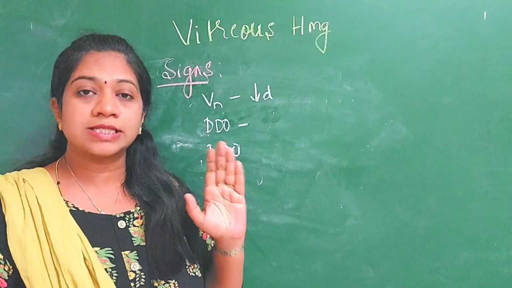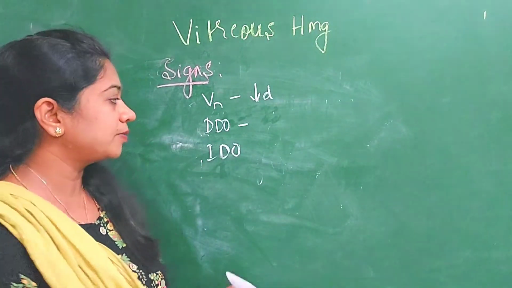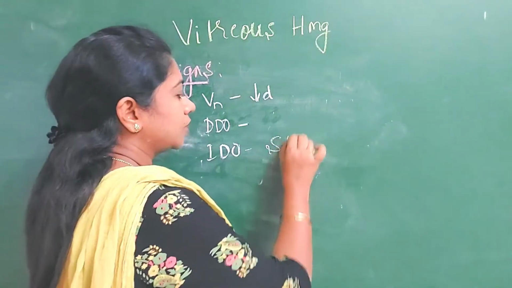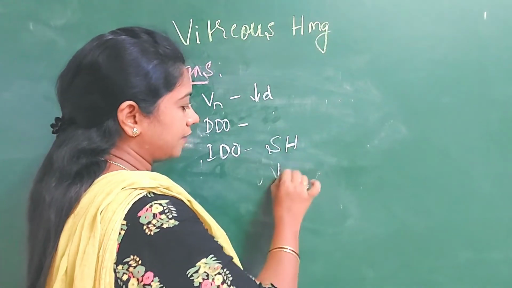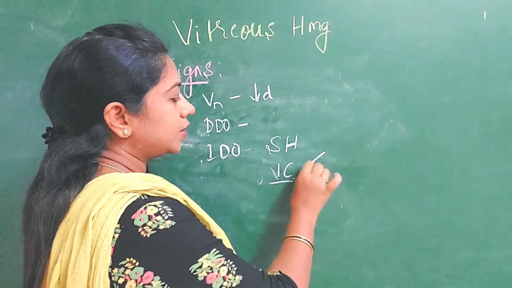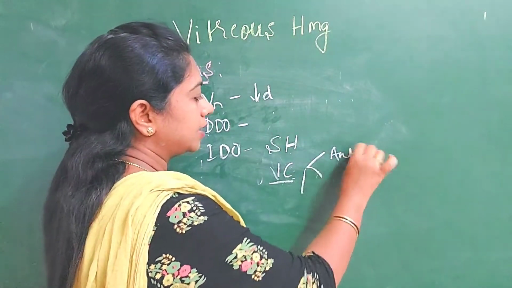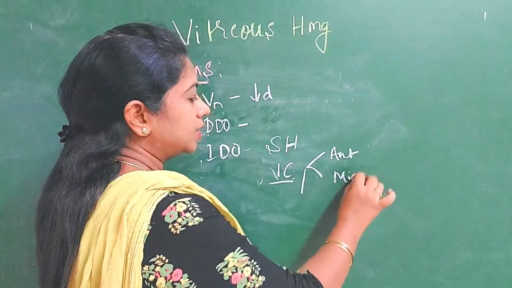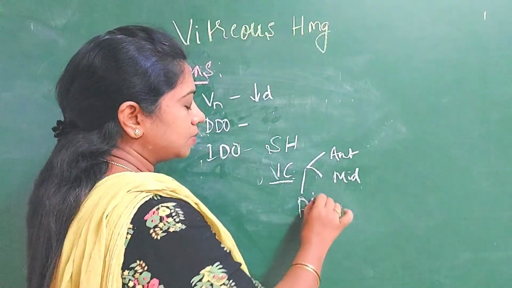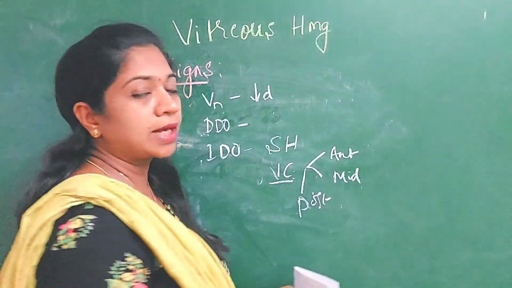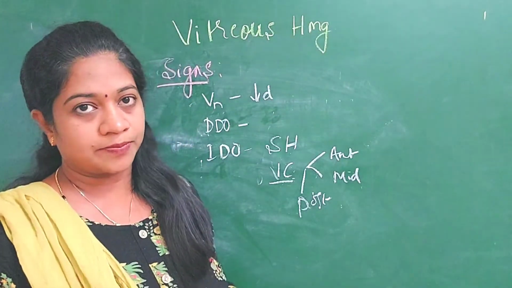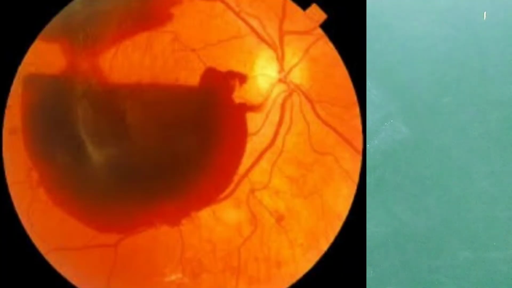So depending upon the site of vitreous hemorrhage, it can be either subhyaloid or within the vitreous cavity. Within the vitreous cavity also, it can be in the anterior position, or in the middle of the vitreous, or in the posterior part of the vitreous, or it can be filling all of the vitreous. Whenever there is a vitreous hemorrhage in the subhyaloid space, it is also called a pre-retinal hemorrhage.